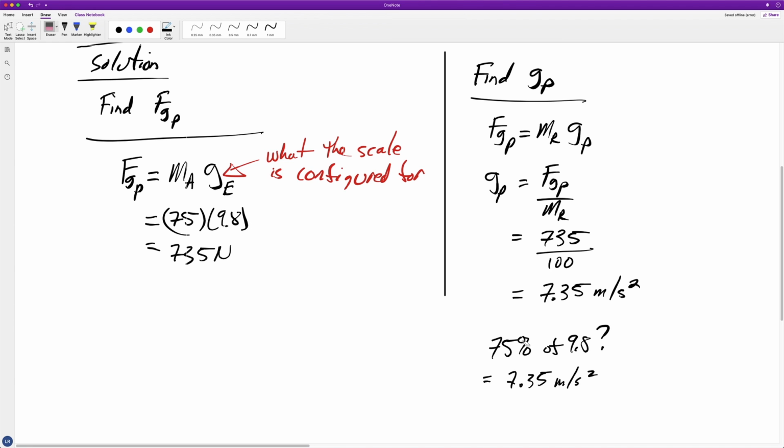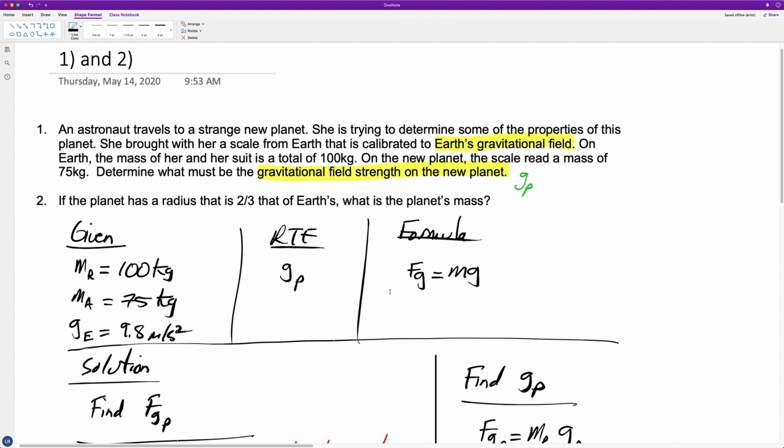So once you see that, hopefully that makes a little bit more sense than the way the question was initially worded. Now let's take a look at part 2. In part 2, the planet has a radius 2/3 that of Earth's. What is the planet's mass?